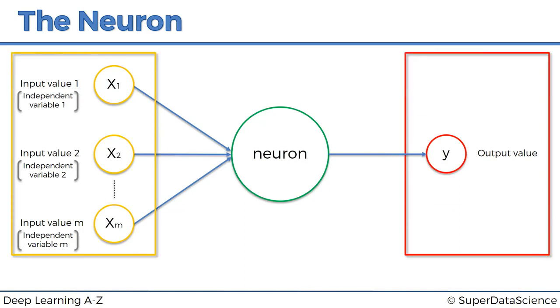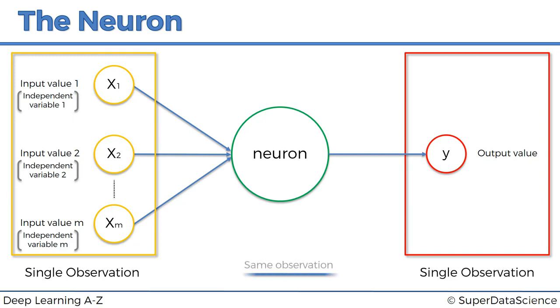I just wanted to reiterate this point. On the left, you've got a single observation, so one row from your data set. And on the right, you have a single observation as well, and that is the same observation. So it's important to remember that whatever inputs you're putting in, that's for one row, and then the output you get is for that same exact row.